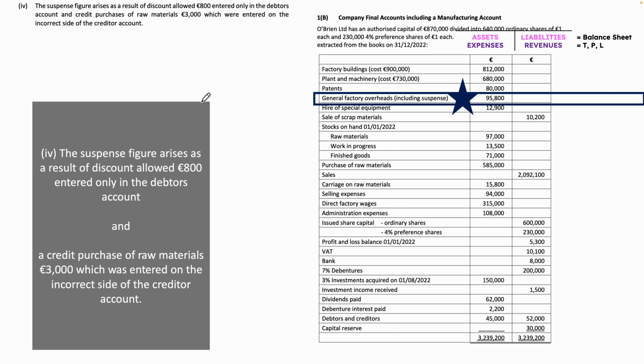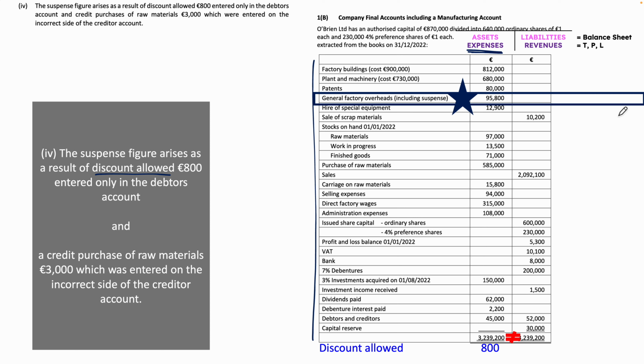So the suspense figure arises as a result of discount allowed 800 entered only in the debtors account. So the discount allowed needs to go into the debtors account, which it did, but it also needs to go into the discount account. Now, we cannot see a discount account here anywhere, so we're going to have to create a discount account. And now it's discount allowed, so we are going to debit the discount allowed. So debit discount allowed, because that is an expense and we record expenses on the debit side.